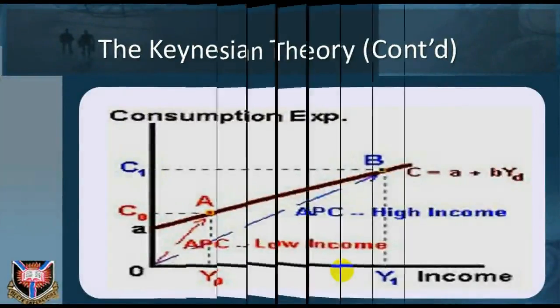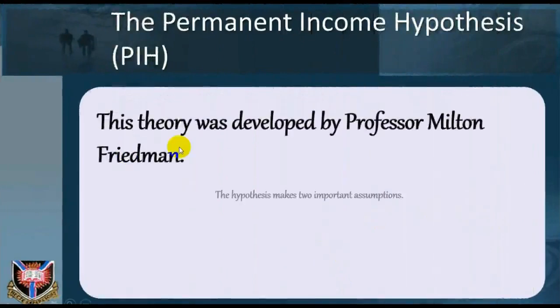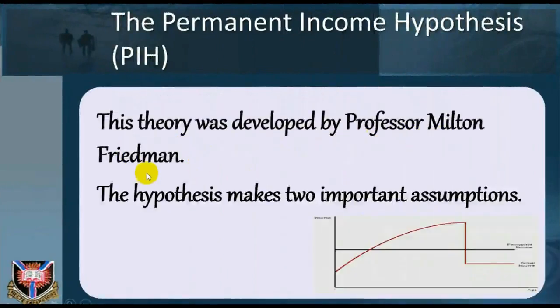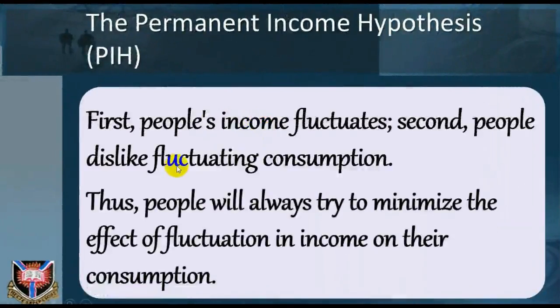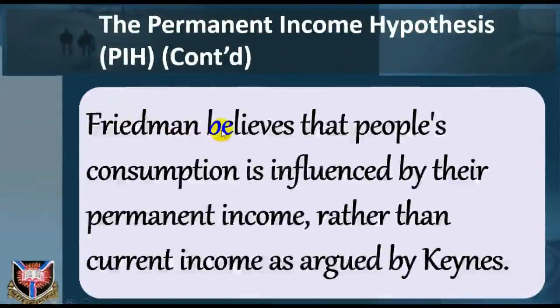The permanent income hypothesis. This theory was developed by Professor Milton Friedman. The hypothesis makes two important assumptions. First, people's income fluctuates. Second, people dislike fluctuating consumption. Thus, people will always try to minimize the effect of fluctuation in income on their consumption. Friedman believes that people's consumption is influenced by their permanent income rather than current income, as argued by Keynes.